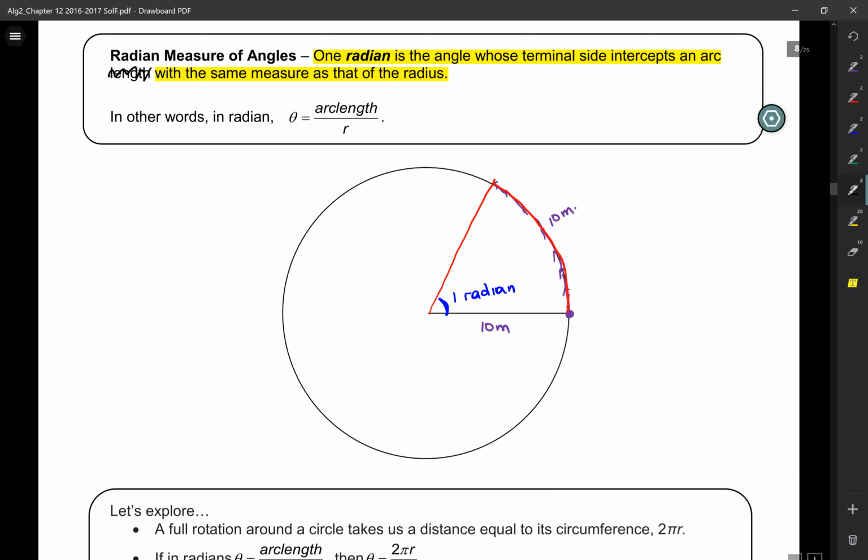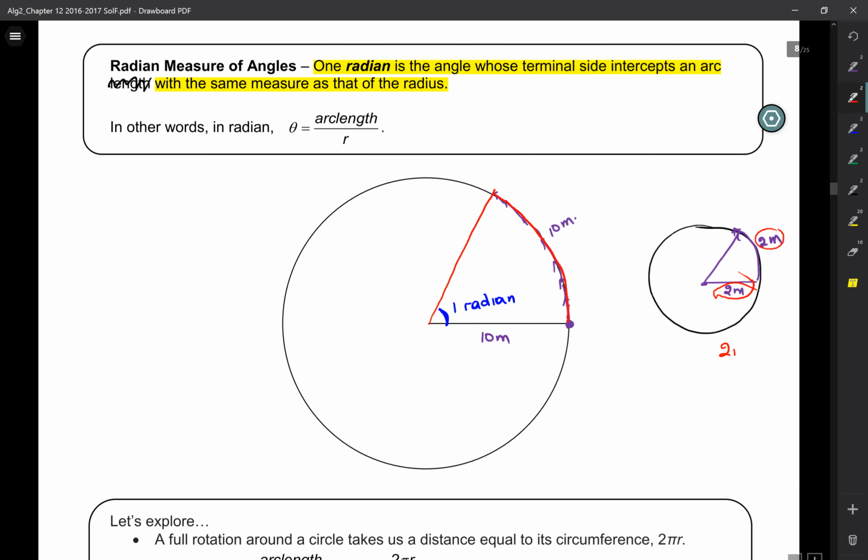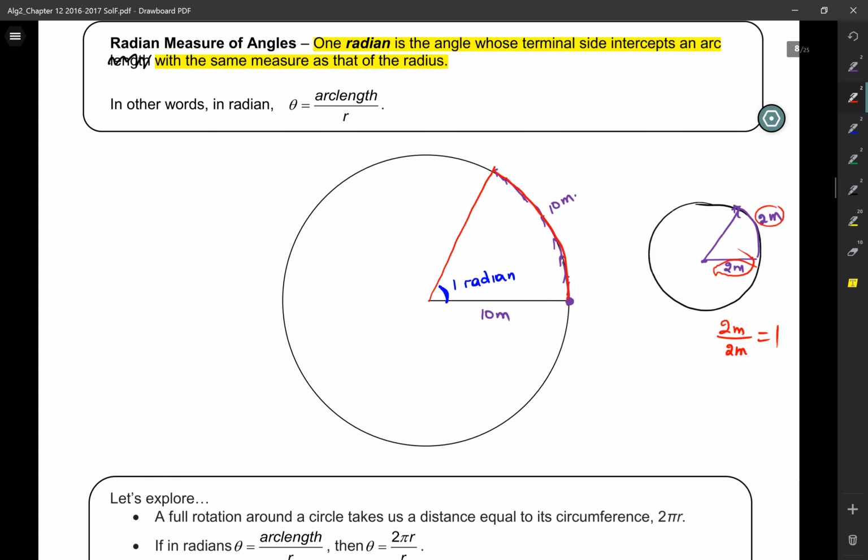No. So suppose you have another circle. Suppose the radius of this circle is 2 meters. How would you make an angle of 1 radian? How much do you walk? You walk 2 meters. So basically, if you take the ratio of the radius and the intercepted arc, it has to be 1. What happens to the units? They go away. That's why the radian has no units. The radian is unitless.